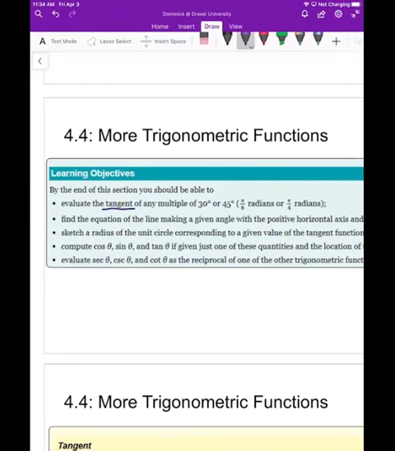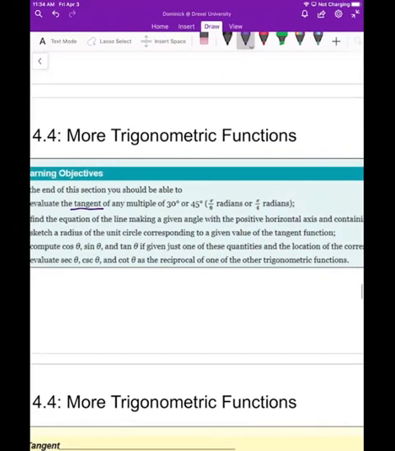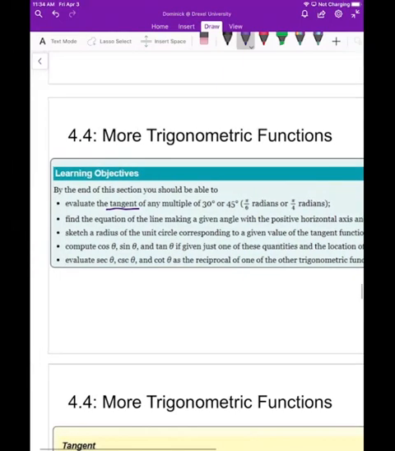an angle is, and we'll talk about how we can find the tangent of some common angles. We'll also talk about how to find the equation of a line that makes a given angle with the positive horizontal axis. And then we'll also talk about the reciprocal trig functions, which are secant, cosecant, and cotangent.